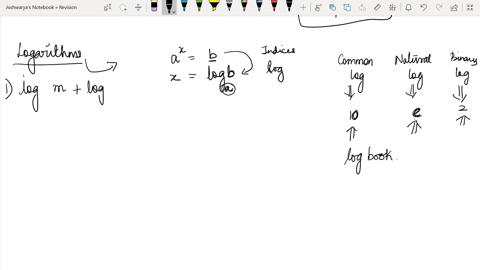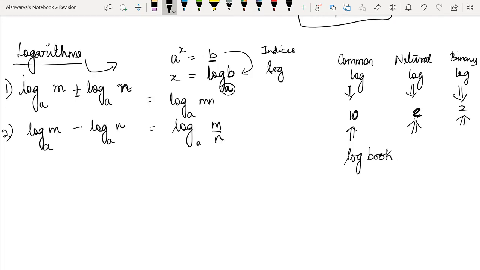Log m plus log n: both, you should check the base. If the base is the same, then we can add them. When we add, what will we get? Log mn to the base a. Second property, log m minus log n, both with respect to the same base a, will give us log m by n, division. All this is coming from indices. I am not showing the derivation now for our revision.